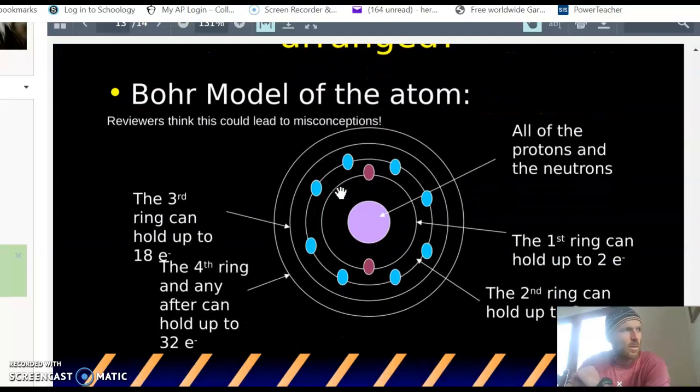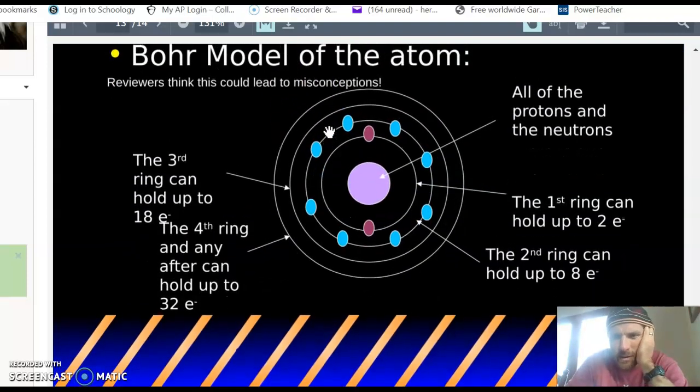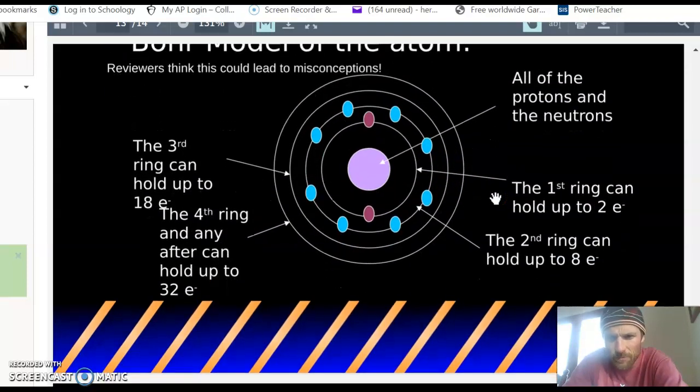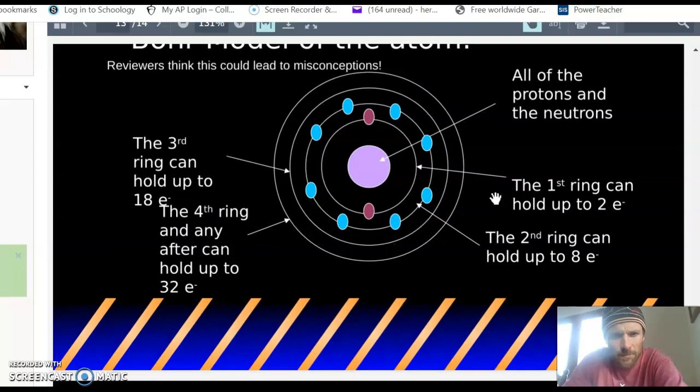Now let's take a look at the Bohr model of the atom. The Bohr model is technically an incorrect model, but it's a useful learning and teaching tool to get a sense of how these things look. Ultimately, the more accurate model of the atom is the electron cloud model and energy level model, the quantum model.